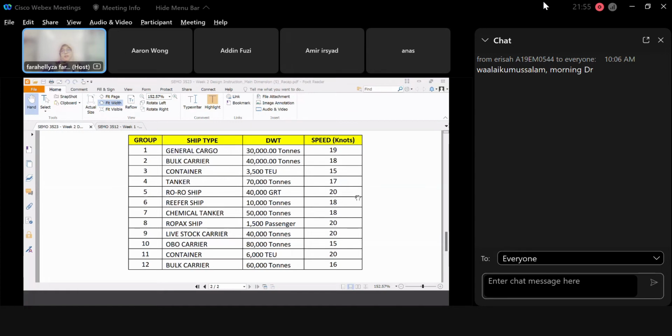So you are given the problems, and you are given the owner requirements, and from the owner requirements you come up with the solutions. Basically, the solution is more on the design itself: the design, the main dimensions, the hull form, and then all this analysis, stability, resistance, and so on. Okay, so that's the approach of design.